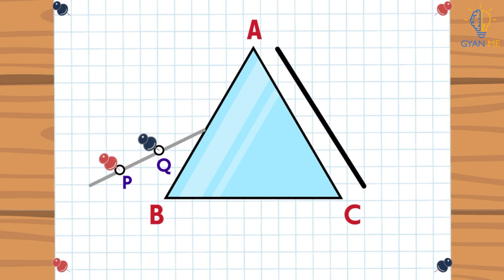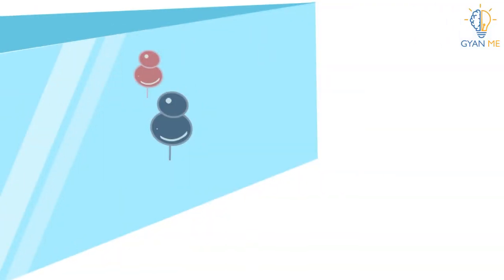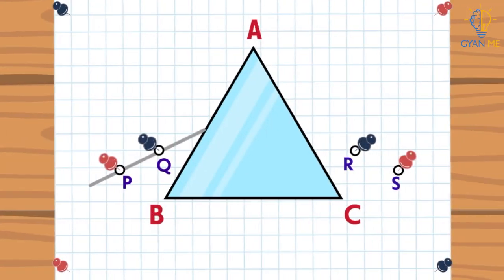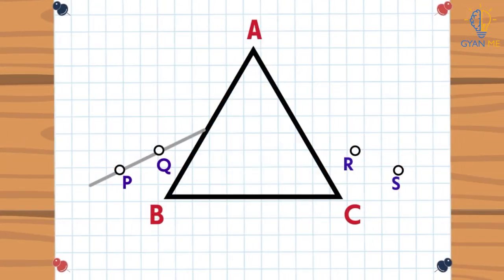And fix two more pins at points R and S. But wait, you don't have to fix these pins R and S randomly. Fix them such that the pins at R and S and the images of the pins P and Q, which you can see through this AC surface, they all lie on the same straight line, just the way you can see on your screen. Next, remove the pins and the glass prism and complete the figure like this.